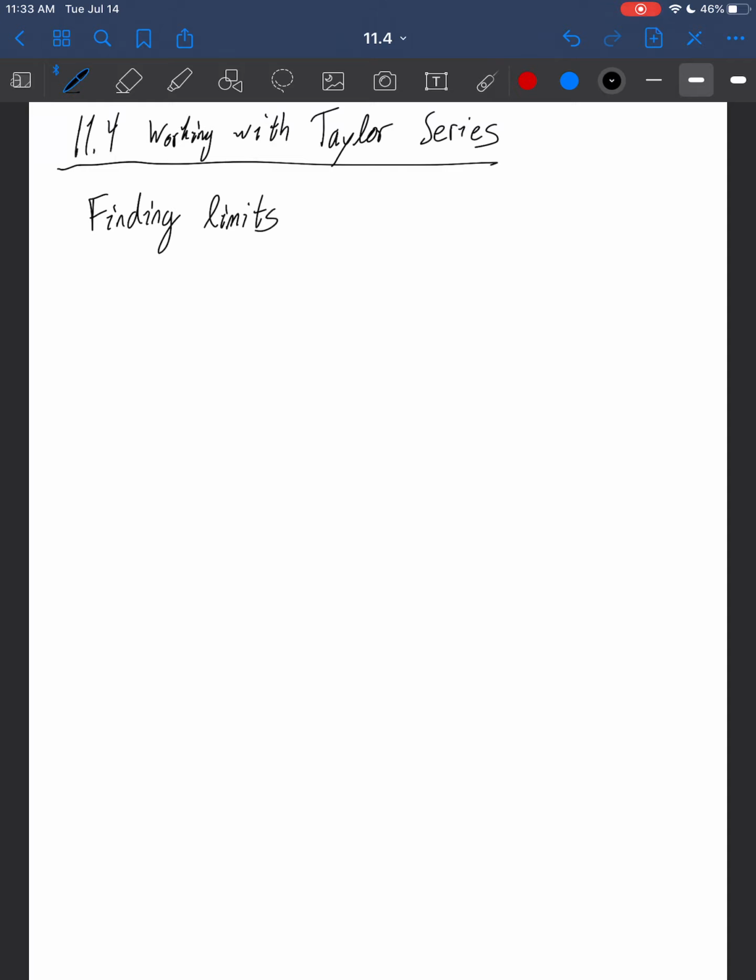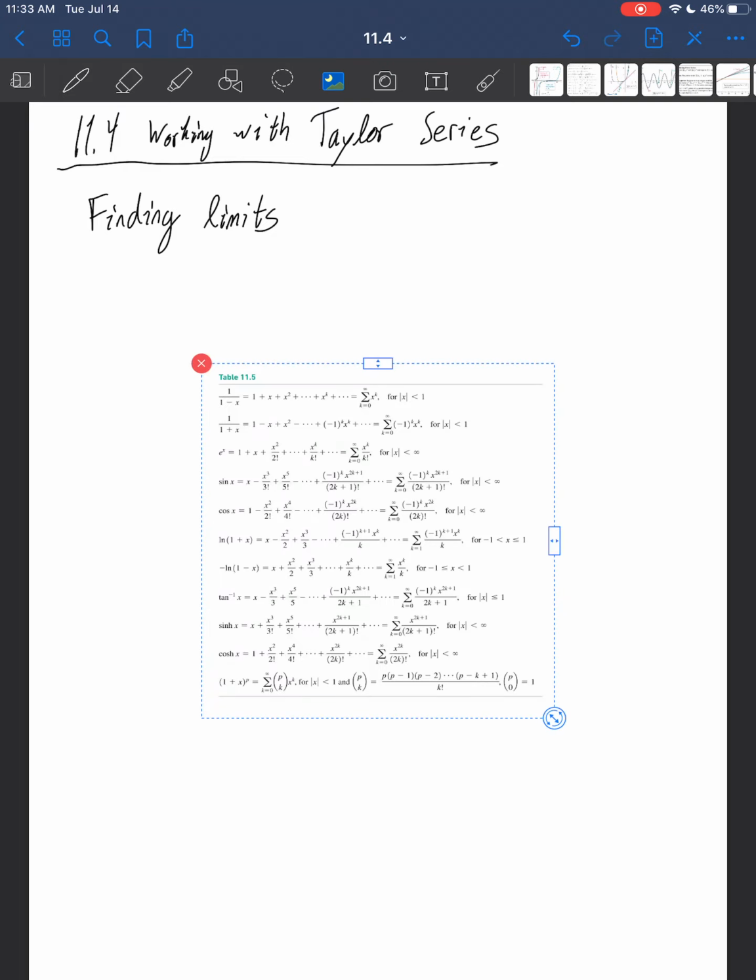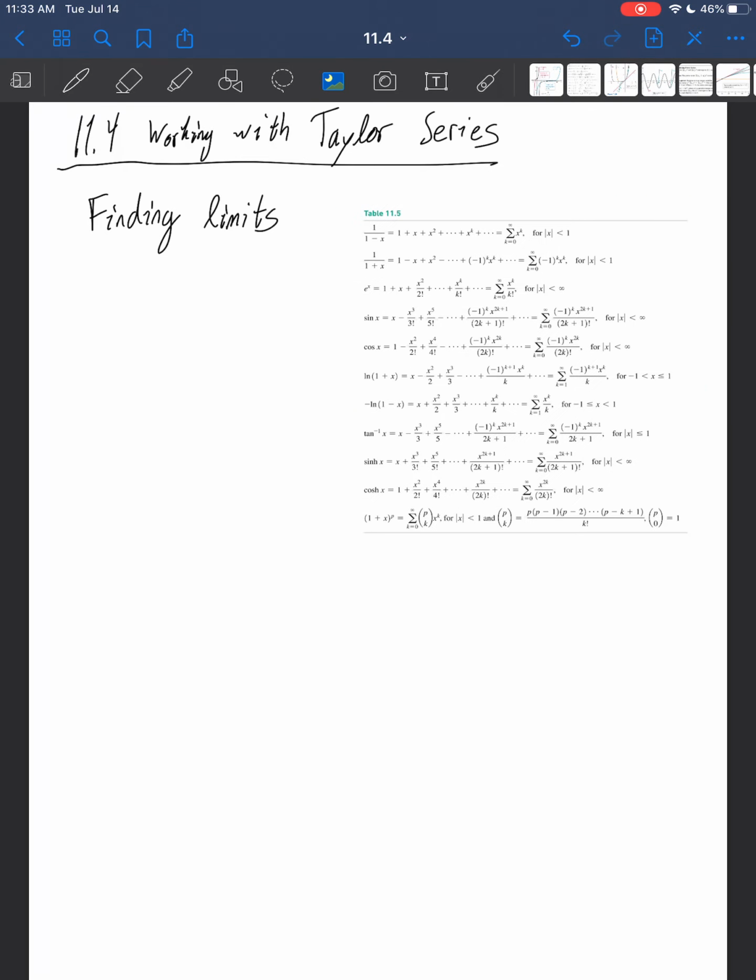Finding limits. And just as a reference, I'm going to again pull up this list of these Taylor series so that we don't have to calculate them anymore. In this section, we're not so much interested in finding these Taylor series as in actually using the Taylor series.